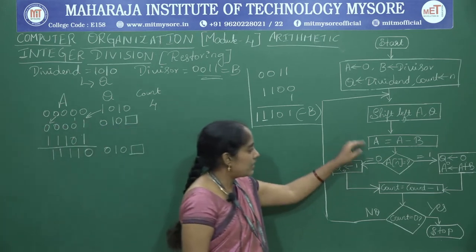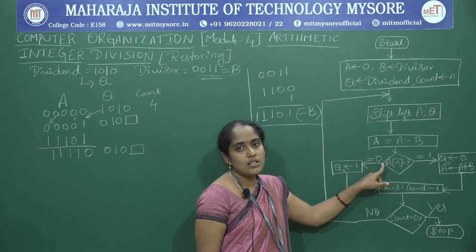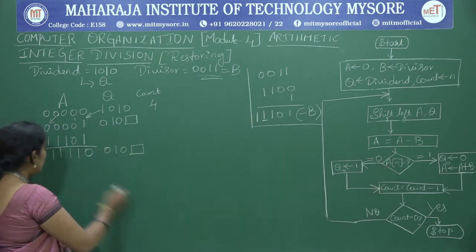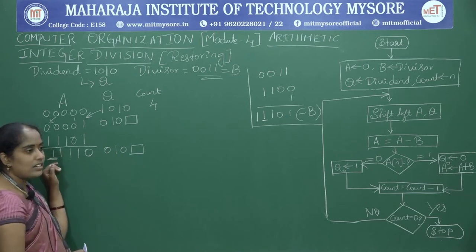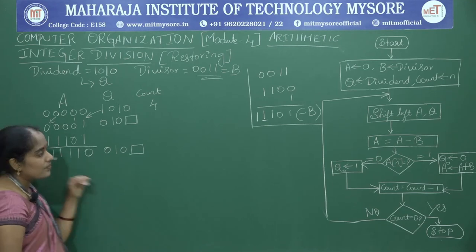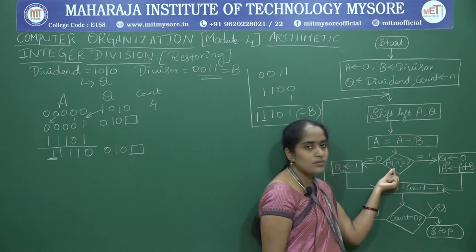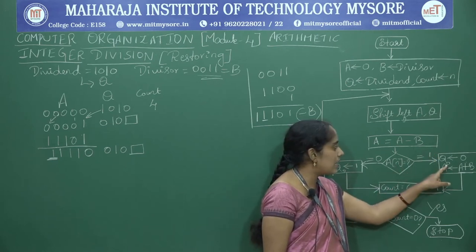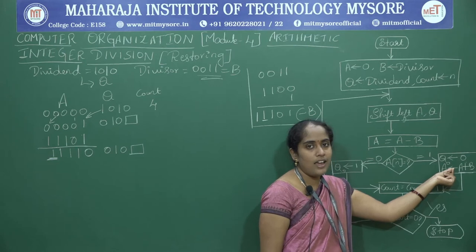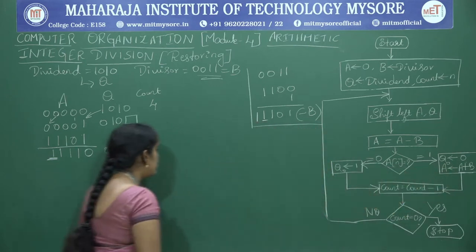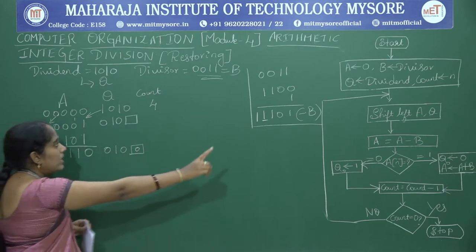Okay. Now, the next step is check the sign bit of A. That means the most significant bit of A. Here this is the most significant bit of A, right. That means here it contains 1. So, if A of n, that is the most significant bit of A, contains 1, in that case, set Q0 value to 0, then A is equal to, here you are restoring the A value, right. So, set Q0 to 0. How to restore it? A is equal to A plus B.